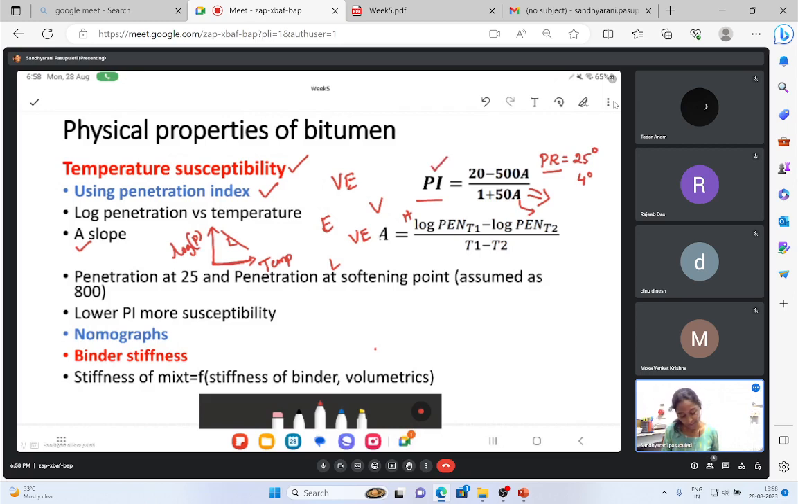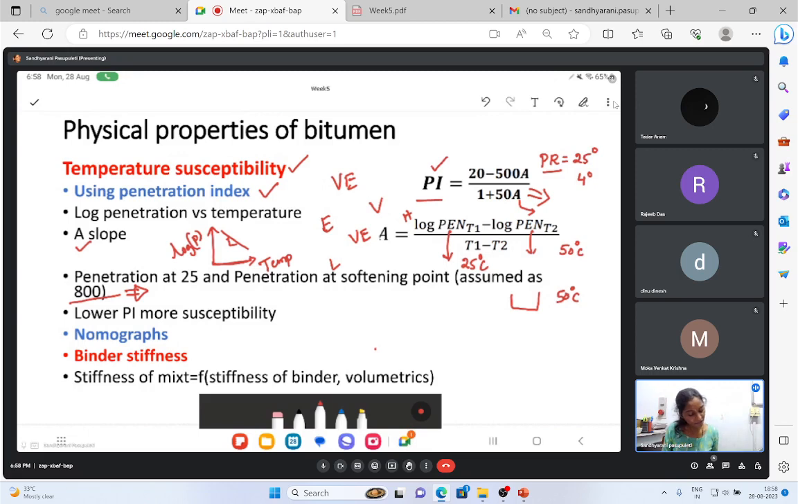This penetration index calculation considers two things. If you come to the calculation of A, one is the penetration at T1, which is the usual penetration at 25 degrees. Another is the penetration at the softening point. We know the softening point, let us say 50 degrees is my softening point. So you conduct the penetration test at 50 degrees. That is one option. Otherwise, the assumption is that at the softening point, the penetration is 800. Though it is empirical, because it will not be constant for all bitumens. That is one of the faults here.